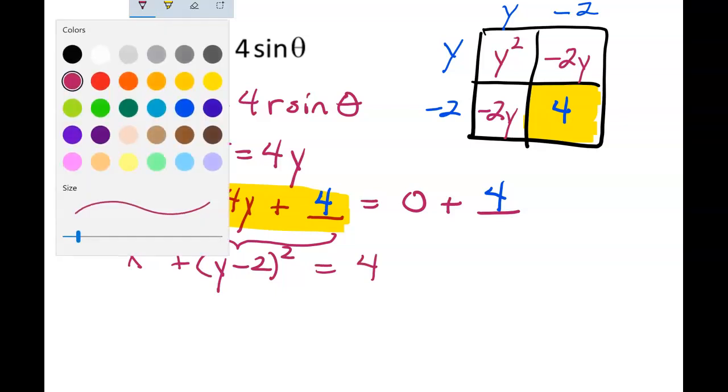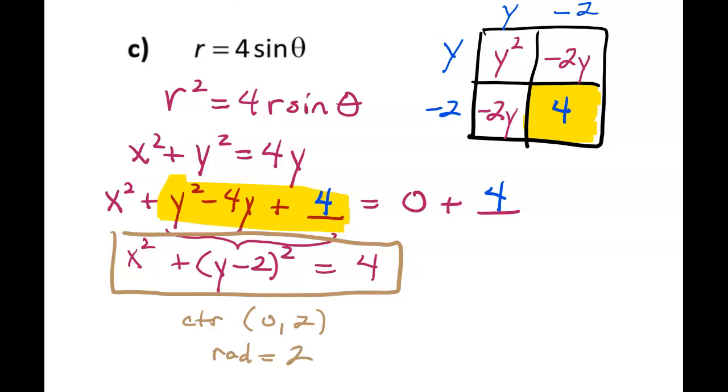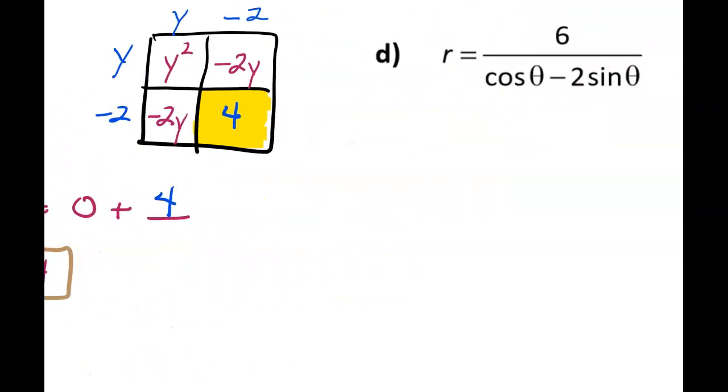And now we have the equation in the standard form for the equation of a circle, which is a circle that is centered at the point 0, 2, with a radius of 2, which is the square root of 4. That's our toughest one to convert.